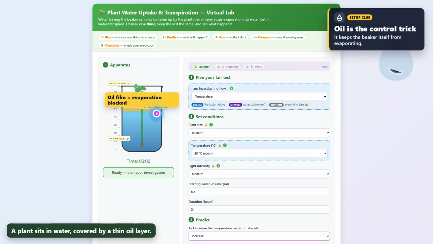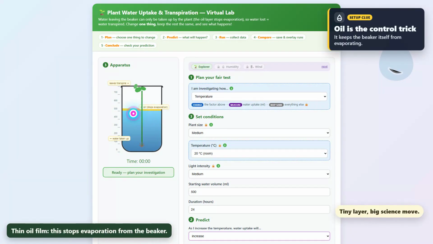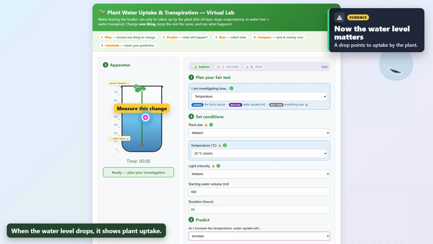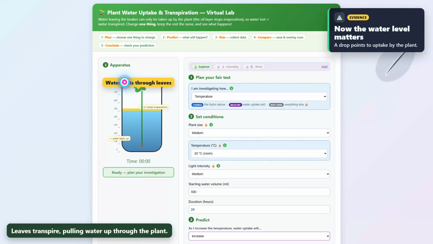The setup is a simple potometer-style model. A plant sits in water, and a thin oil layer covers the water surface. That oil layer matters. It reduces evaporation from the beaker. So when the water level drops, we can treat it as water taken up by the plant and lost through transpiration.